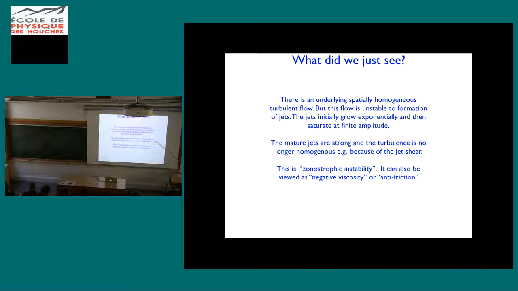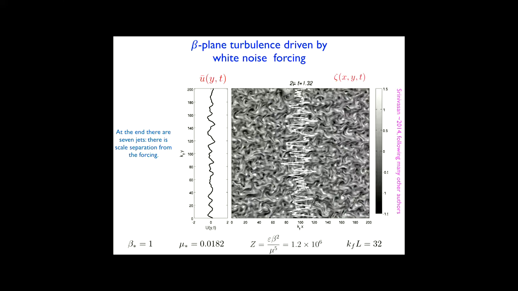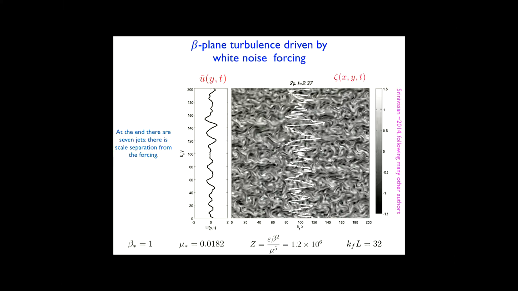Once they are saturated, they're pretty strong, and the turbulence is no longer homogeneous because the jets are shearing the turbulence. That's part of the saturation mechanism. So that's what I would like to call zonostrophic instability. You can also view it as negative viscosity or anti-friction, as you prefer. But the reason I'm thinking of it as an instability is there's no position y which is special in this solution. The fact that a jet forms at one place rather than the other is simply an accident of the random number generator that you've used to create the forcing. Okay, so it's a symmetry-breaking instability. It's breaking the homogeneity in the y direction.